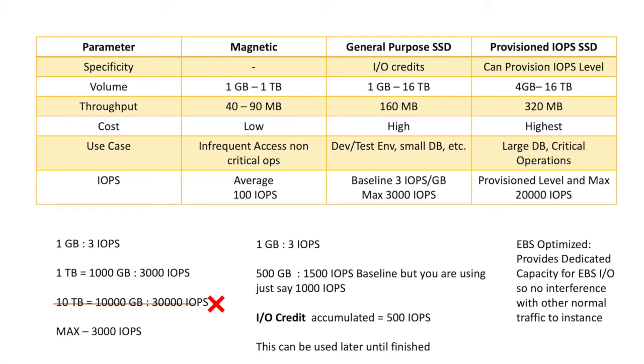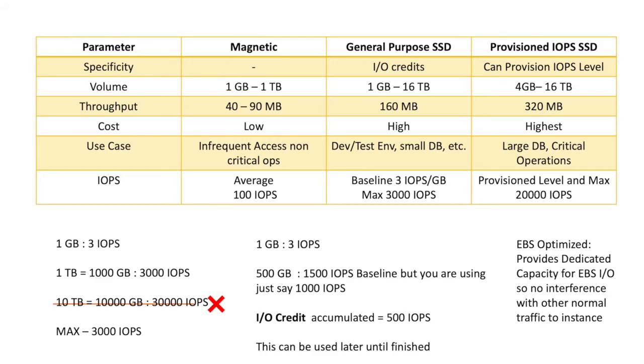So what this EBS optimized is, AWS has a technology wherein they have optimized the EBS in a manner that a dedicated capacity is provided for IO, for the EBS only. So there is no interference with the other normal traffic to the instance. When there is no interference because of any other traffic, the input output operations can be really fast and efficient. And that is why it is always good to have an instance type which has EBS optimized.